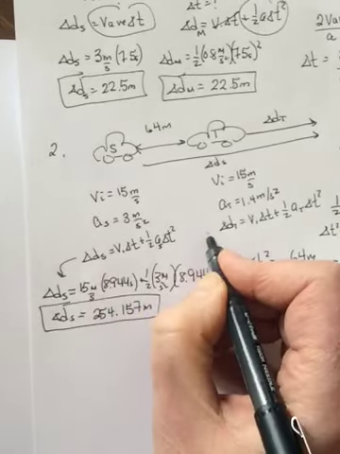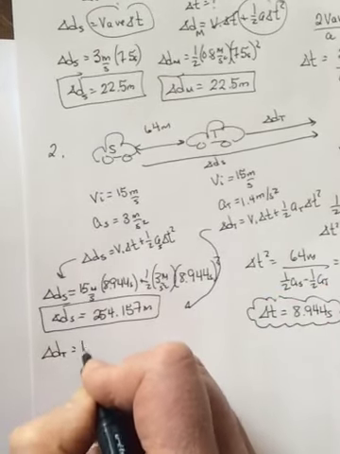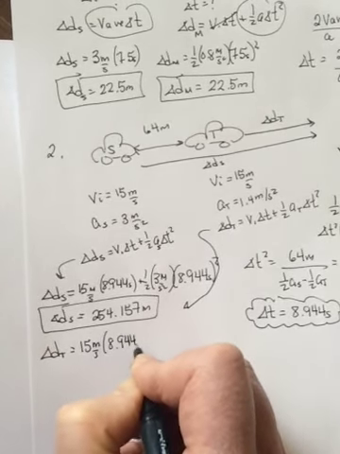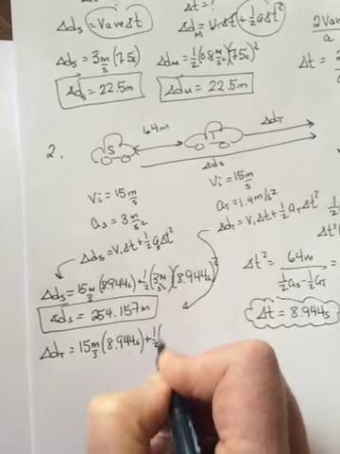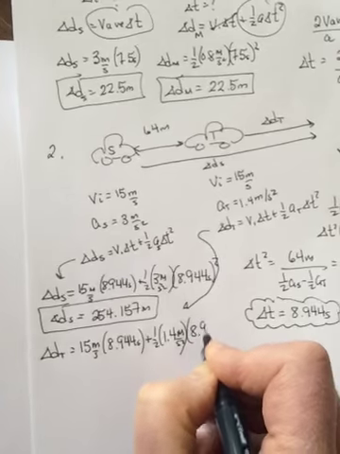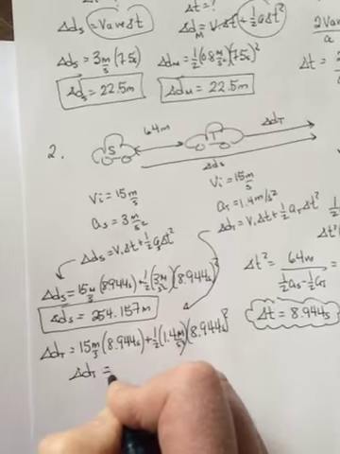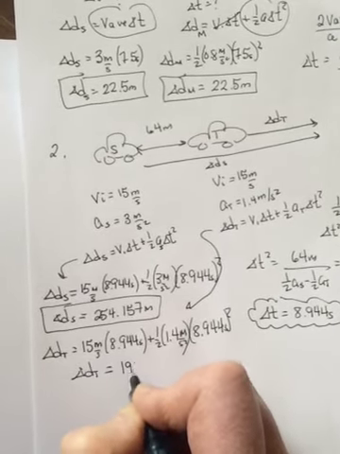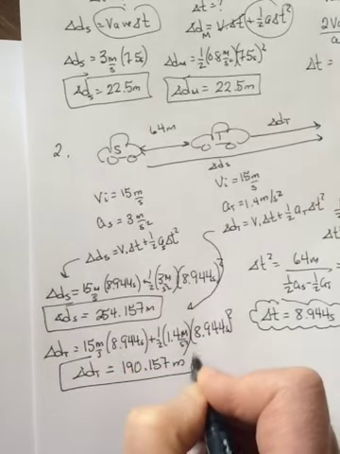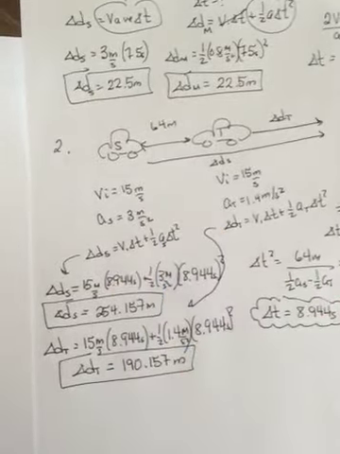How about for the teacher? So now for this one, we'll fill it in. Delta D of the teacher is equal to 15 meters per second times 8.944 seconds, plus 1/2, 1.4 meters per second squared, times 8.944 seconds squared. Punch this in your calculator and you should get 190.154 meters, if you haven't rounded your time too much. Take a look at the difference. Look at that. There's 64 between them. You must have done it right.